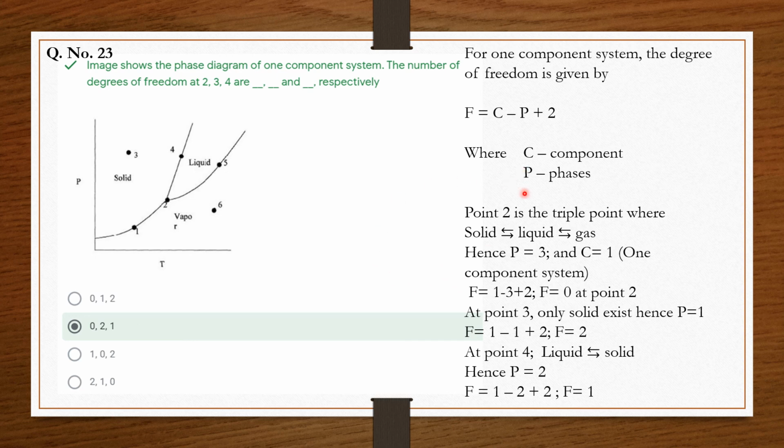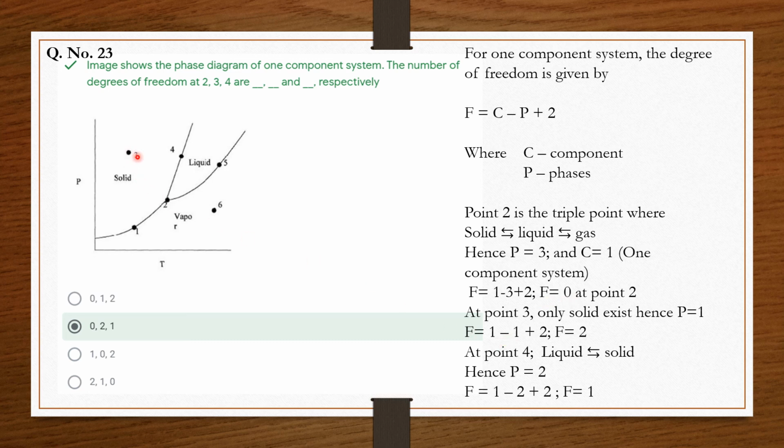If you know the number of phases at points 2, 3 and 4, you can solve this problem very easily. Point 2 is nothing but the triple point of this system, in which solid is in equilibrium with liquid, which is in equilibrium with gas. So the number of phases at point 2 is 3, and since it is a one component system, if you apply these values in the formula, you will end up with the degree of freedom equal to 0 at point 2.